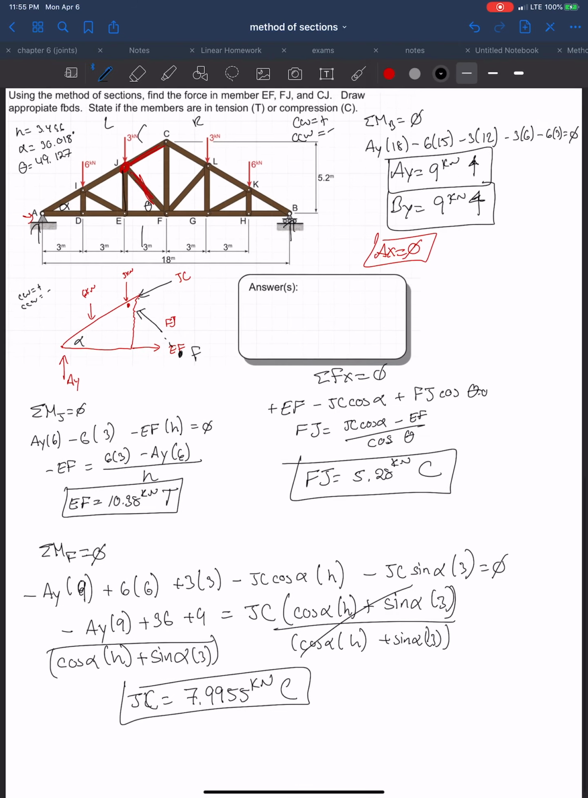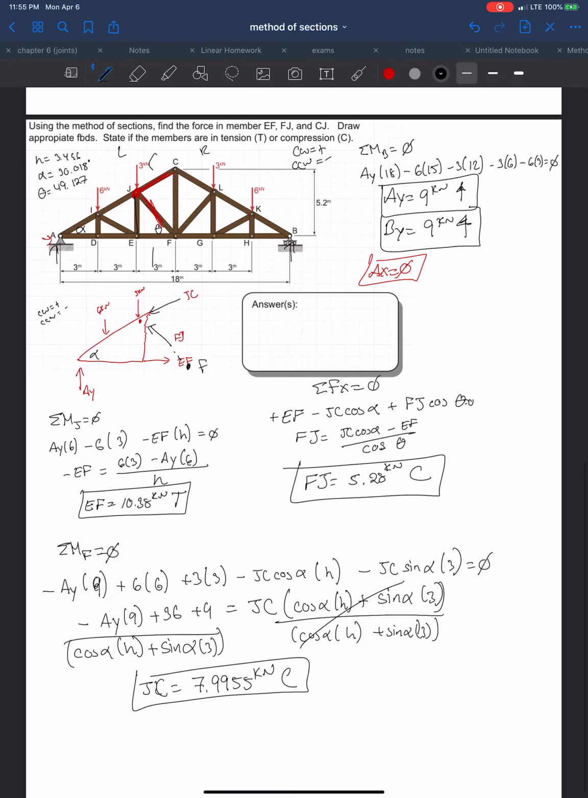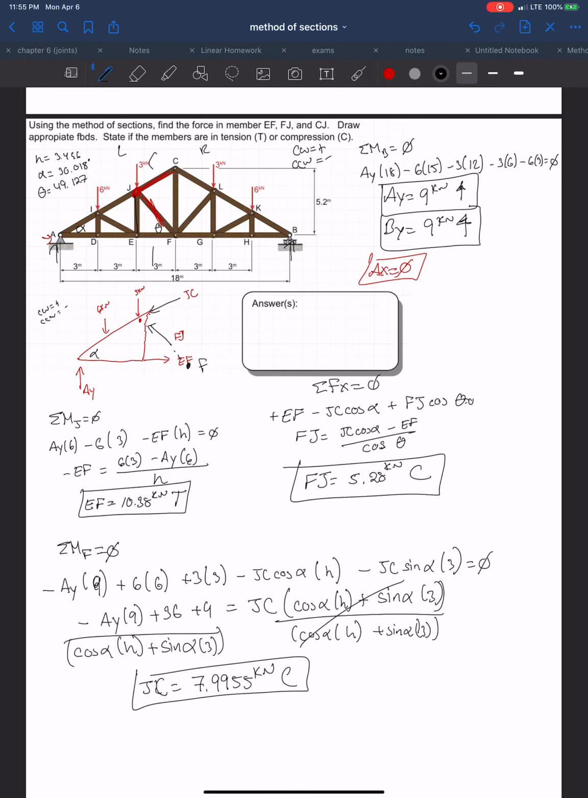Now this problem was a little more challenging than the previous one. Still not too bad. And remember, we were able to find the unknown forces in the members JC, FJ, and EF. We had to take two different moments to be able to find those forces. One of the moments was actually outside of the little cut-up truss, but yeah, not too bad.